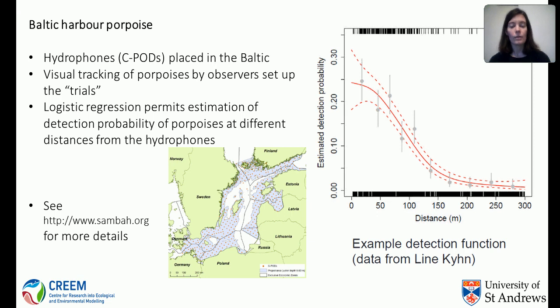And so a logistic regression could be performed where, knowing the distance of the animal from the SEA pod using the visual observations, it could be determined whether that animal was detected or not by a given SEA pod. And again, notice here that even at 0 distance from a pod, the probability of detection was only about 0.25.